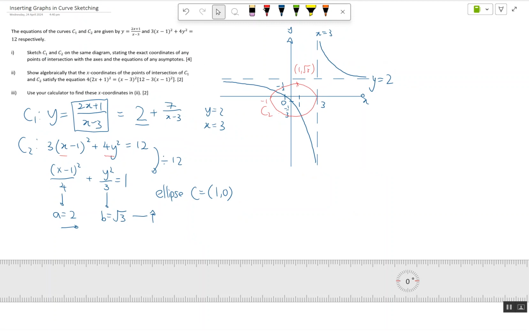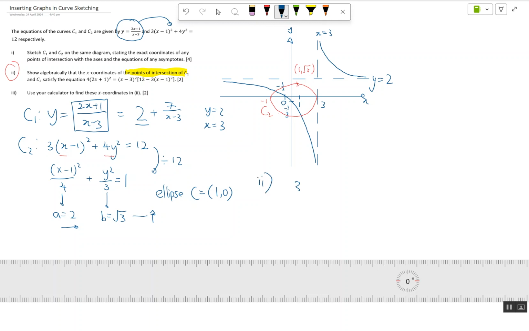Okay, so now the second part, look here, this part: show algebraically that the x-coordinate of the point of intersection. So when we want to do point of intersection, this means that you just sub this y into this y, and that's it. That's the easiest way.